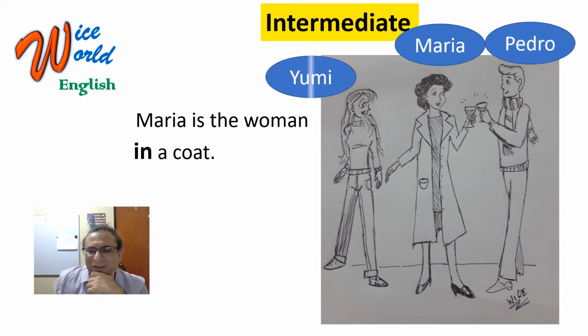Now, what about the other two people, Pedro and Yumi? Okay, this is the moment when we should make a pause, right? Pause the video and write sentences. Can you write sentences to identify Pedro and Yumi? And maybe one more to identify Maria. Remember to use prepositions.